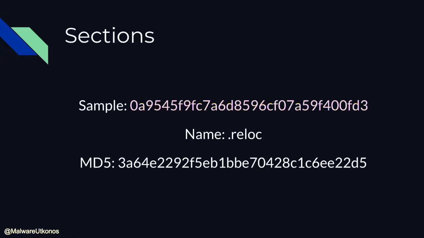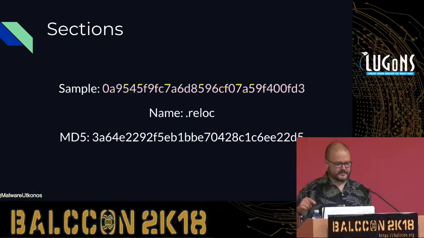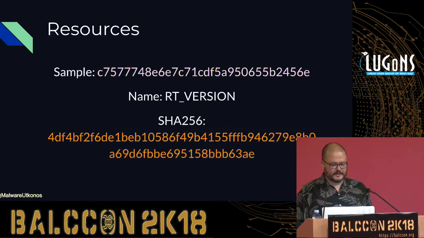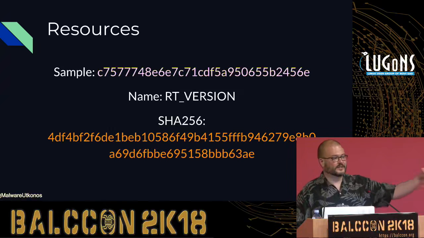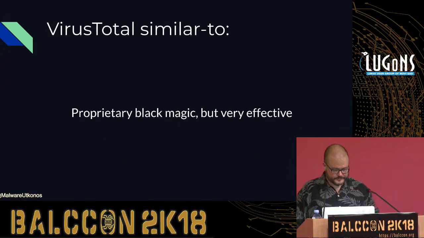All right, so sections specifically. This is a section and a sample. It's just a random one that I found, but basically the MD5 down at the bottom is a sample that's related. I'm sorry, this is the MD5 of this particular relook section. And then resources, this is another way. So you've got this particular sample in the RT version, the SHA-256 of this is such, and so you can use that particular hash to go find samples that share the same resource.